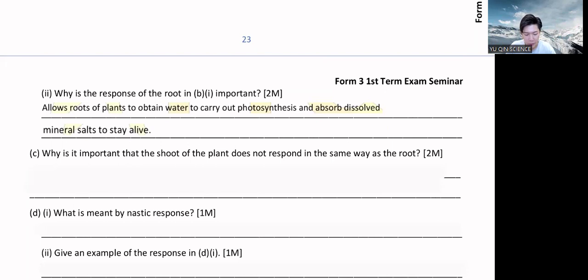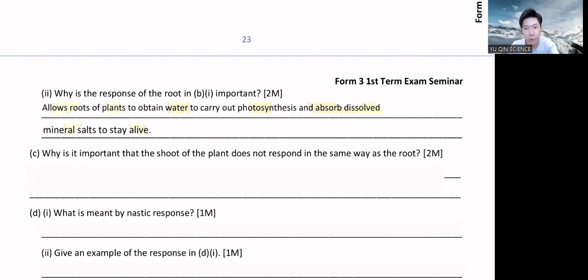So I think we want to say it's good that the shoot does not respond, or gives a negative hydrotropism. First mark, right? You have to say the shoot doesn't respond means the shoot shows negative hydrotropism. First mark.